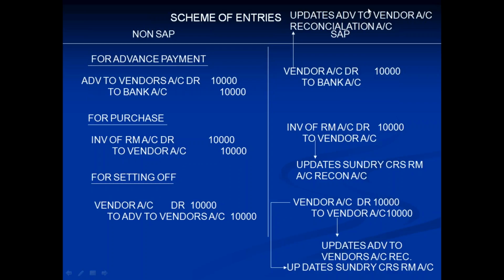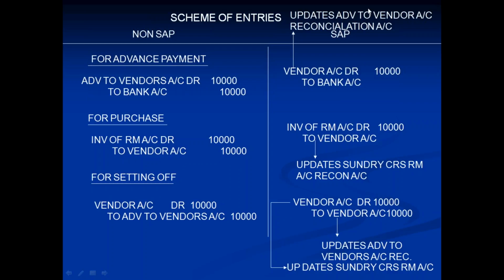Okay, so in the case of the non-SAP scenario, if we are issuing the advance payment, your advance paid to the vendor GL account will be debited and the bank account will be credited, and at the time of purchase we will have the raw material to the vendor account. Then we will set off the entry by debiting our vendor and crediting the advance paid to the vendor account, which we had debited initially.